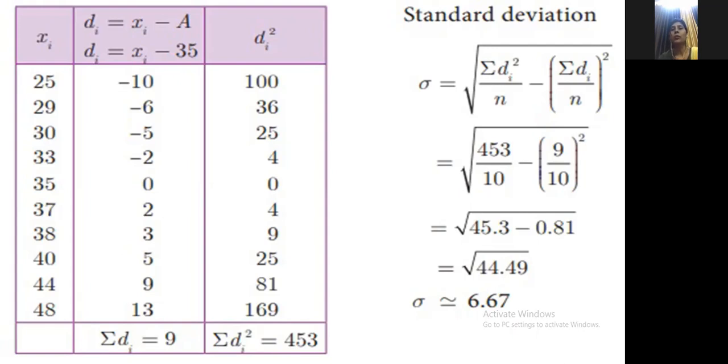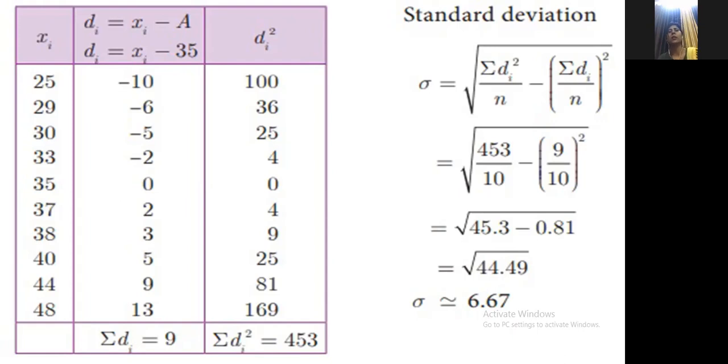So in the second column of this question, we have found the differences, and in these differences we also have some negative signs, right? These negative signs will be removed when we square the deviations. So d square is the square of all the deviated values.